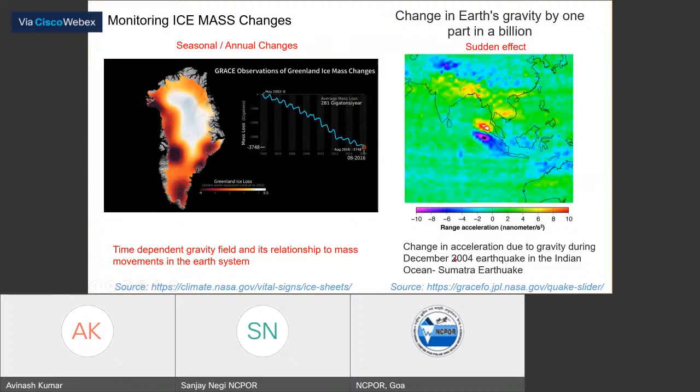There is another effect which can be observed by utilizing such kind of gravity anomaly variations. That is, during one of the earthquakes which occurred in the Sumatra region, the 2004 earthquake in the Indian Ocean, there were gravitational changes, very small scale gravitational changes. But the important point to note over here is that these variations are also recorded in such kind of data. So the variation in the gravity is quite nicely recorded, and the small changes, like the seasonal and the annual changes, are recorded over here. The sudden effects are recorded over here.